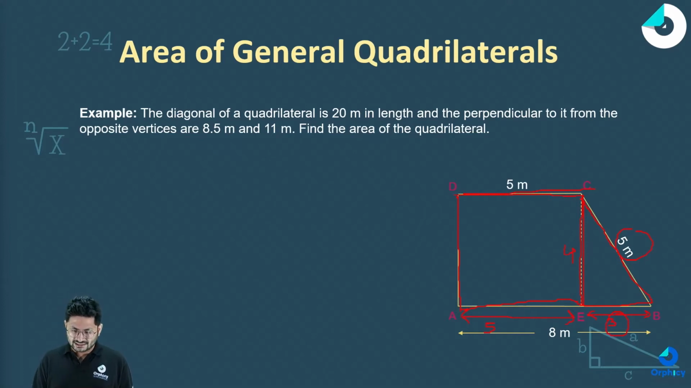तो हम इसका एरिया बोल सकते हैं 5 into 4 that is 20 meter square और इसका एरिया बोल सकते हैं half into 3 into 4 that is 6 meter square. So total area of the quadrilateral would be equal to 20 plus 6 that is 26 meter square. That is the area of the quadrilateral.